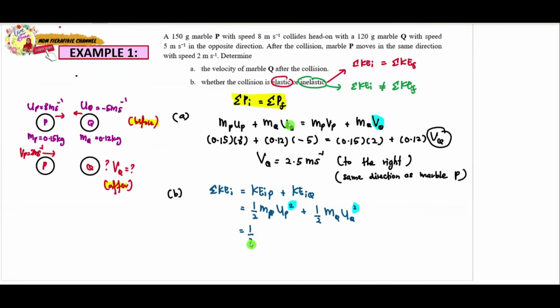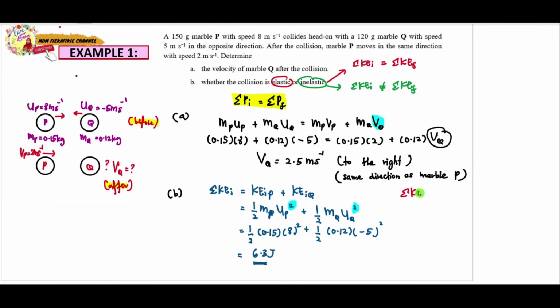Now let's substitute all the values. We have 1 over 2 mp, we already know. So just substitute 8 squared plus half 0.12 and this one negative 5 squared. Therefore the total kinetic energy initial you will get 6.3 joule. I calculated in case I made a mistake. And then for total kinetic energy final, I want to use red color. We do it on this side.